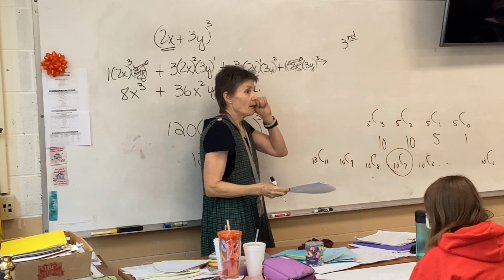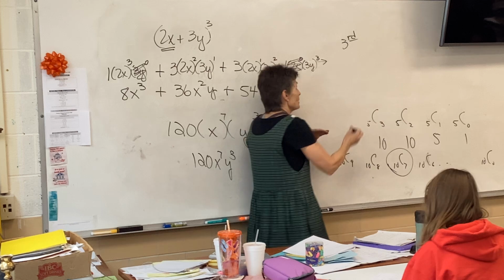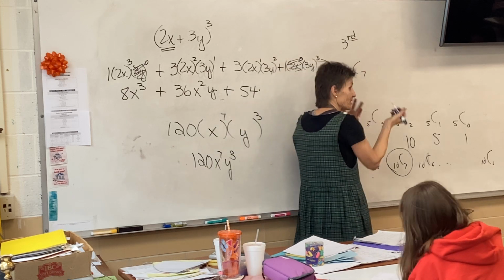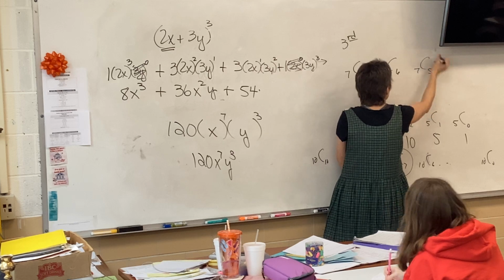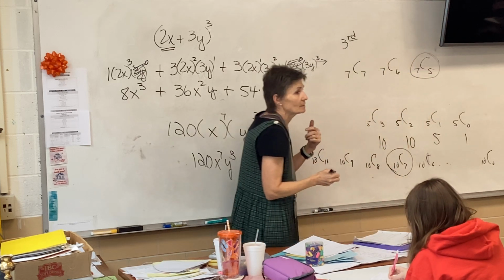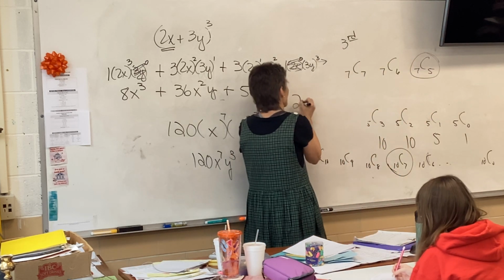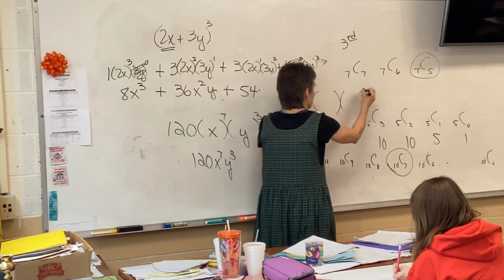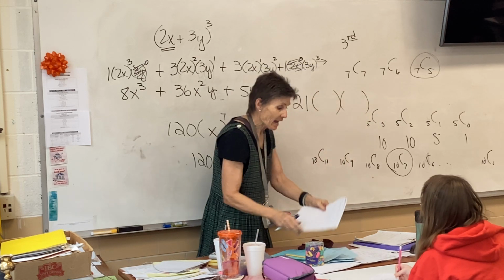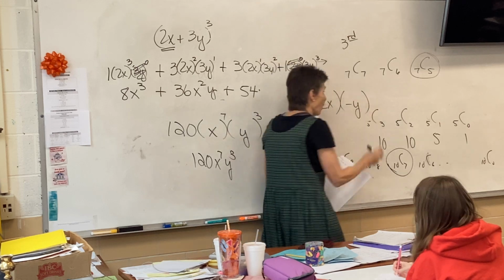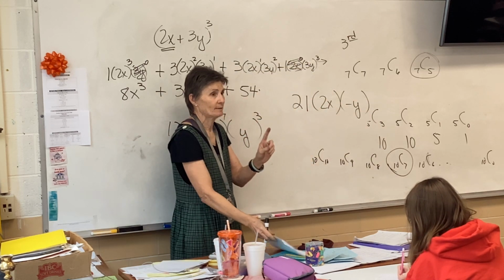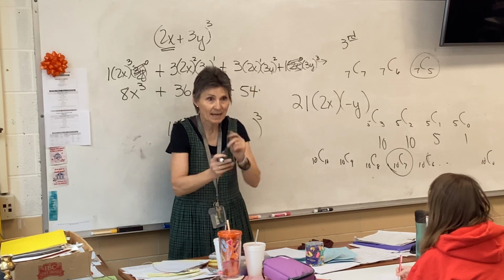We want the third term. So, it's to the 7th. 7 and 5. So 7C7 will be the first 7 term. 7C6, 7C5. That's the one we want. 21. So we're gonna start with 21. Next to the 21, 2x negative y. That is not a subtraction. It's 2x times negative y.